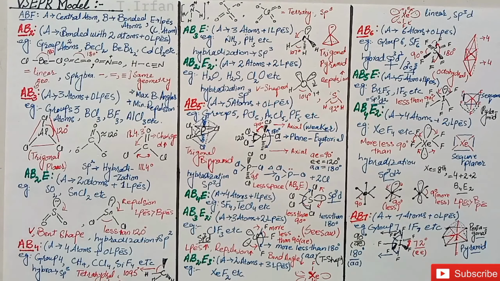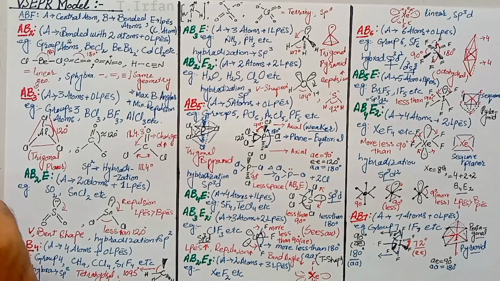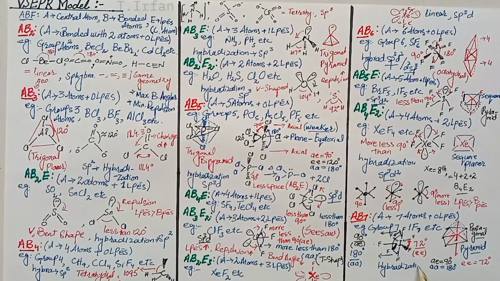So we can say this system has three types of bond angle: axial equatorial, which is 90 degree, axial which is 180 degree, and equatorial which is 72 degree. In this system, the central atom has sp3d3 hybridization and the geometry is pentagonal bipyramid.